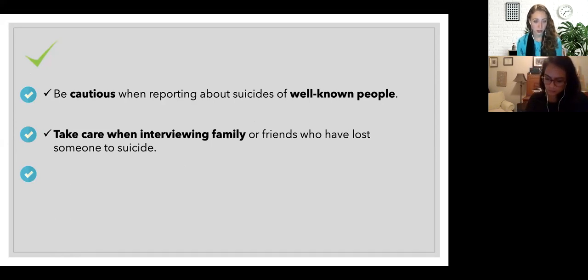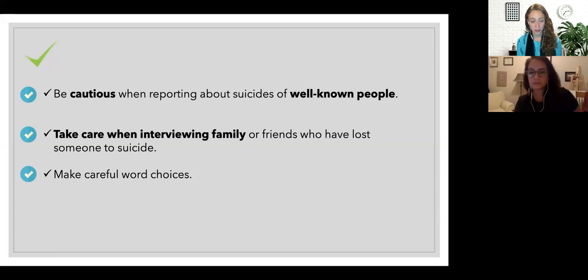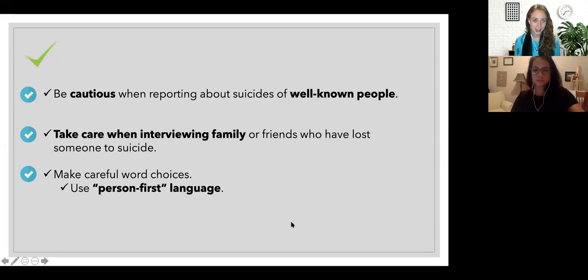We also want to mention word choice and how important it is to be careful with the words that are used in reports. When we talk about person first language, we mean referring to people as people rather than victims or suicides or cases or deaths, numbers, masses, or any other words that distract from the human element of that issue. This is difficult.